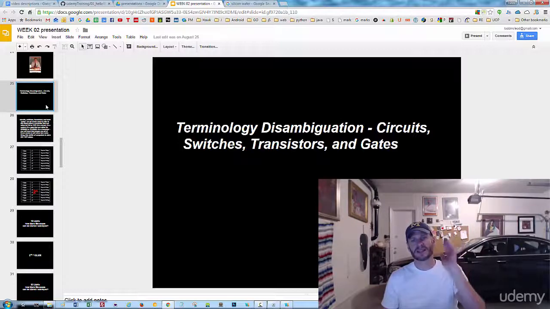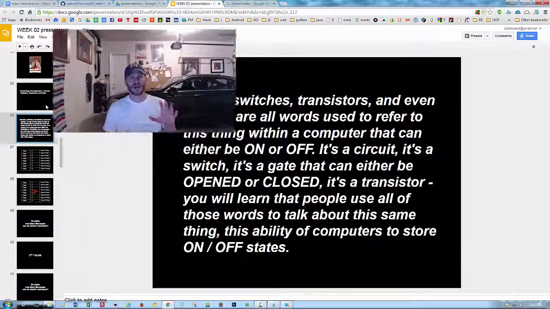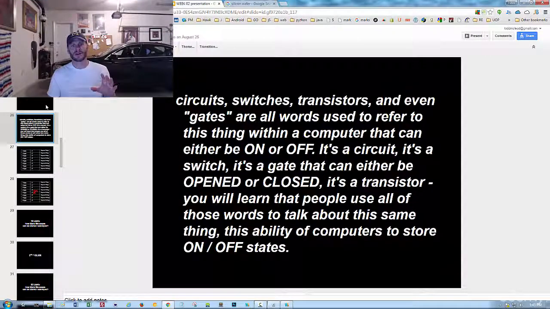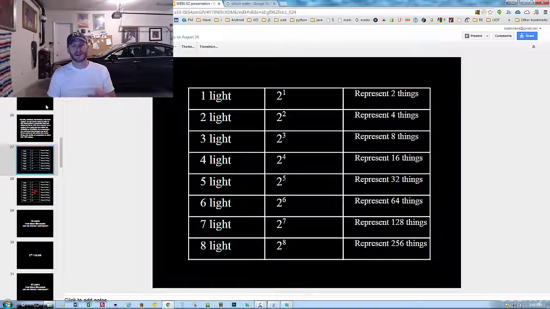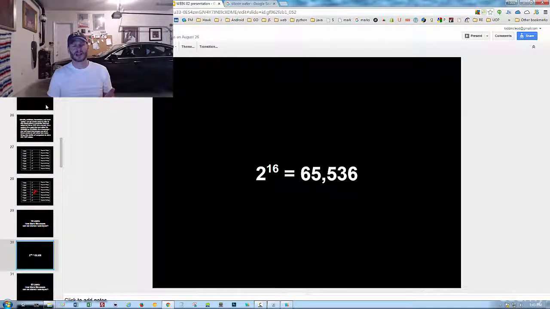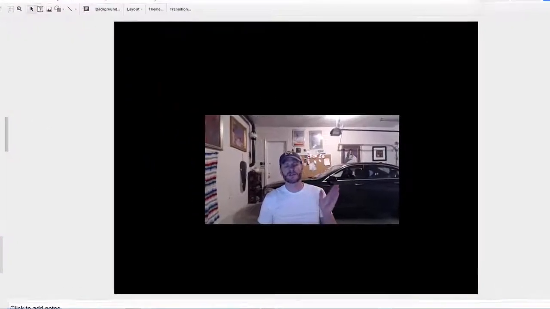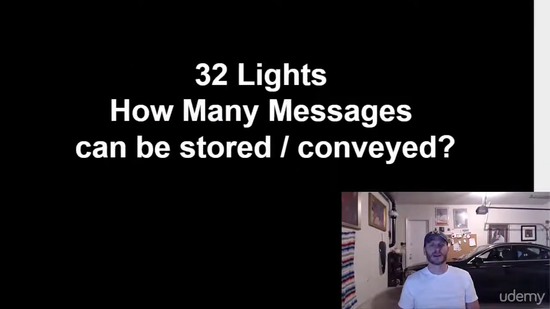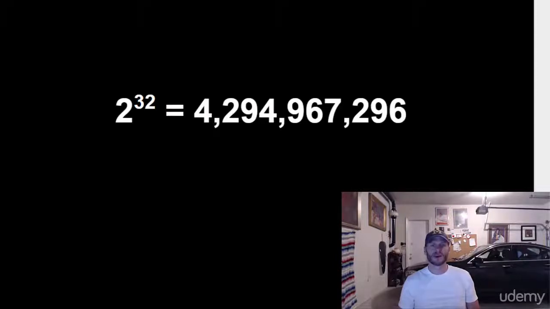Circuit switches, transistors, and gates, those terms can all be used interchangeably. And I'll let you pause the video right here and read this, because this helps explain that a little bit. And here's that thing, one light, how many things can we represent? So you can pause the video here and check that out if you want. And 2 to the n is the secret to figuring that out. So if we have 16 lights, we could store 65,000, right? Our coding scheme could store 65,536 possible combinations. And if we have 32 lights, it could be 4 billion.